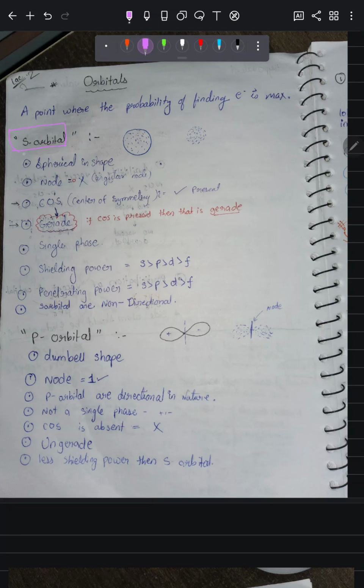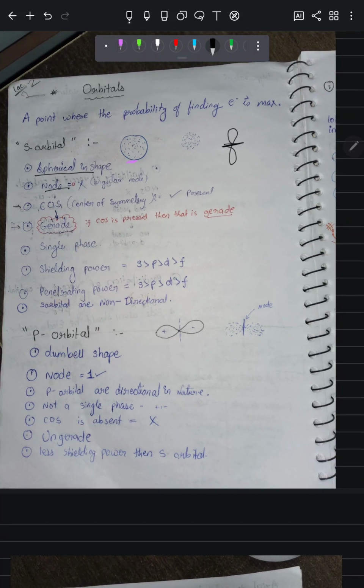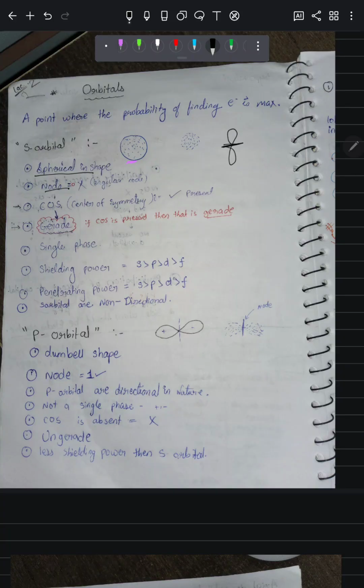So this is the basic structure of s orbital or electron density. This is just like this. The characteristic of s orbital is it is spherical in size, and it does not have any nodes. What is a node? A node is just like the empty part where the probability of finding an electron is 0.